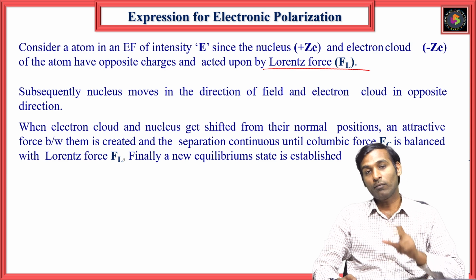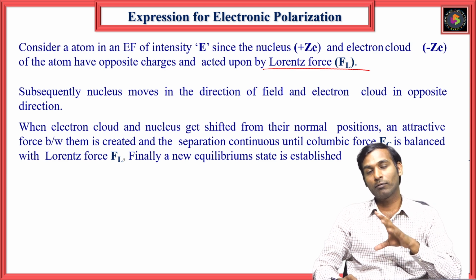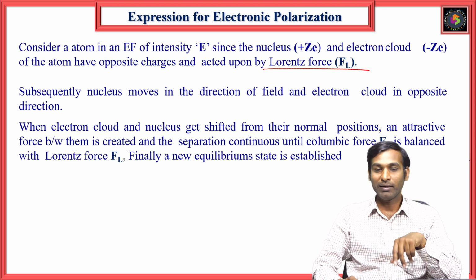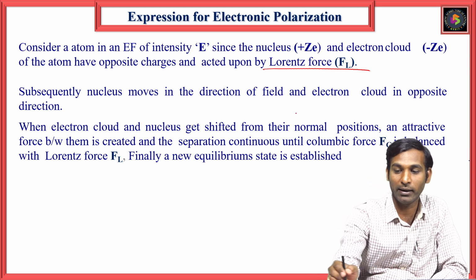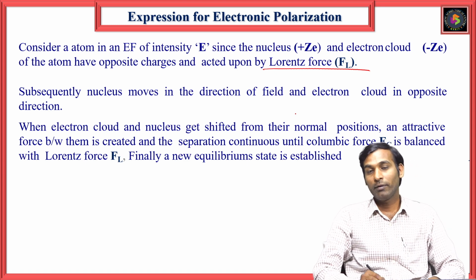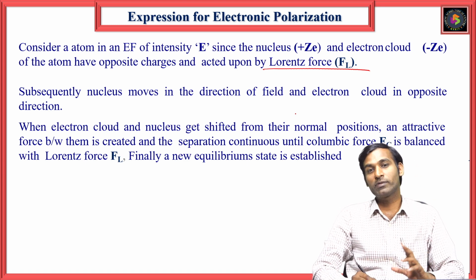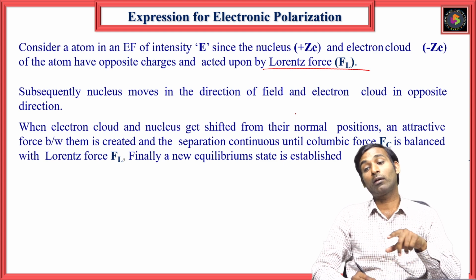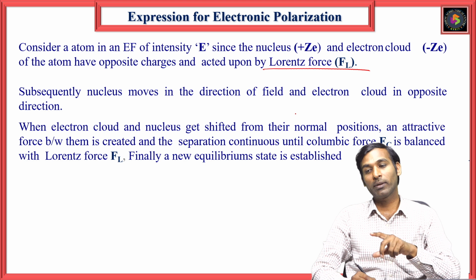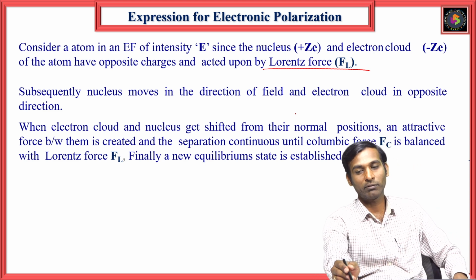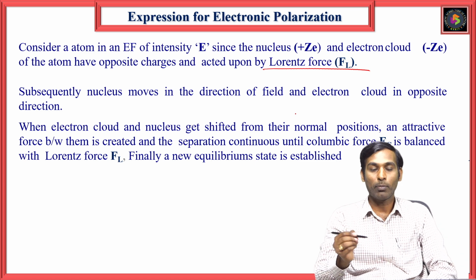Here some force is acting. What is that force? That force is said to be the Lorentz force. Subsequently, the nucleus moves in one direction and the electron cloud in the opposite direction. We are taking equal magnitudes of charge: one charge is the nucleus and the other is the electron cloud, which is represented by minus Ze. So the nucleus moves in the direction of the field and the electron cloud in the opposite direction.